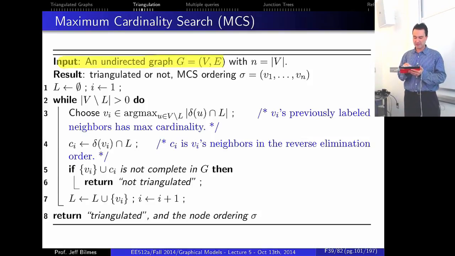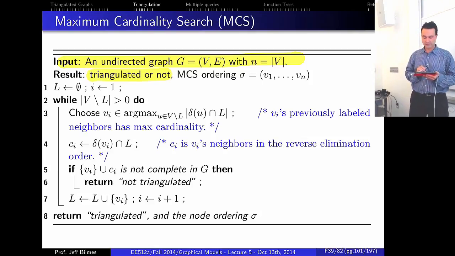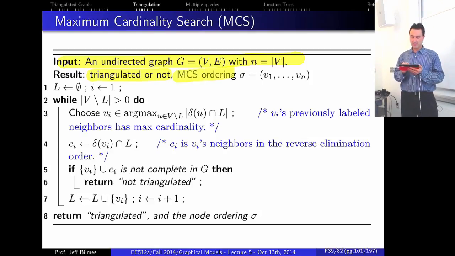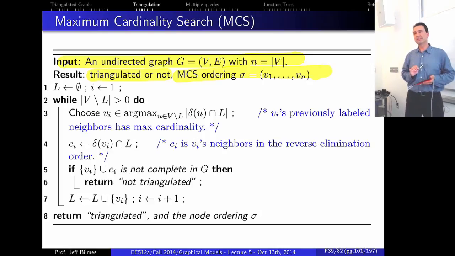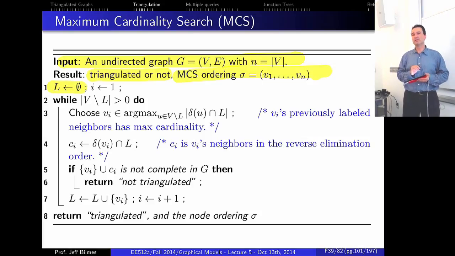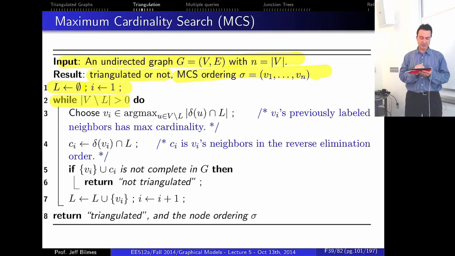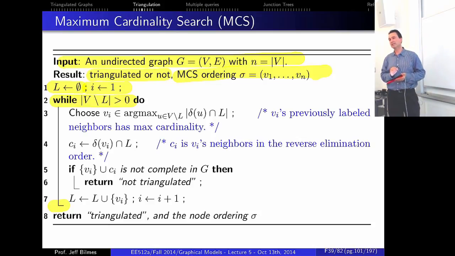So the input is an undirected graph, and the output says it's either triangulated or not. In the case that it is triangulated, we're going to have an MCS ordering of the triangulated graph, which is going to be perfect for that graph. So we start out by saying L is a set. L is going to be the set of labeled nodes. It starts out being empty, and we just have a counter.